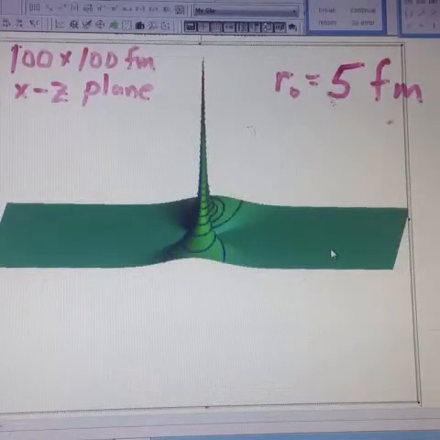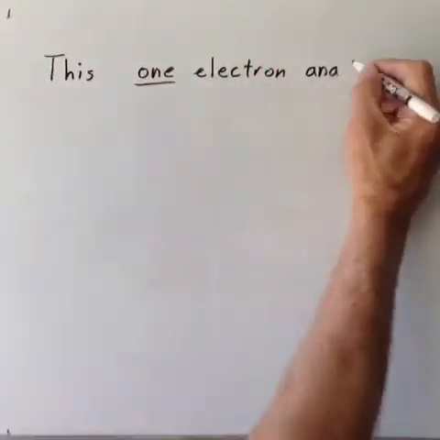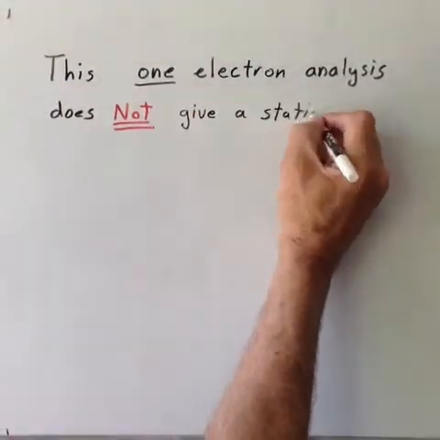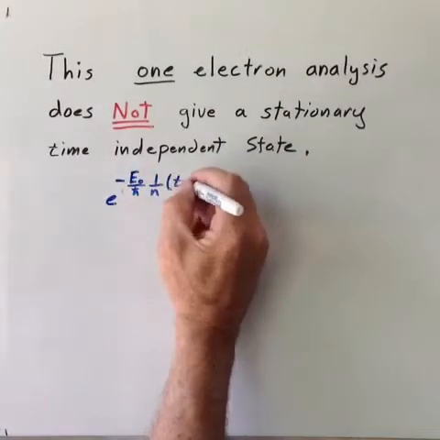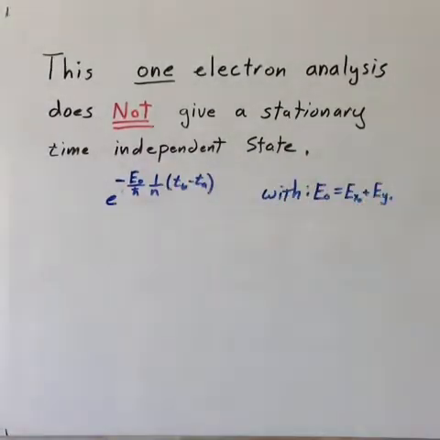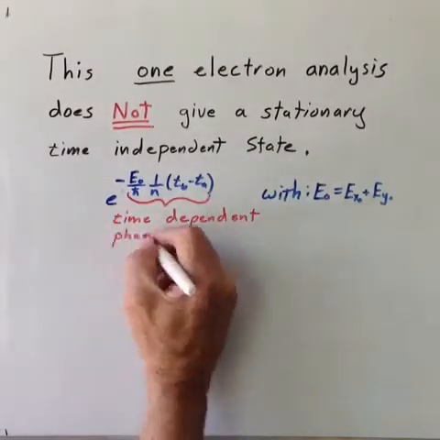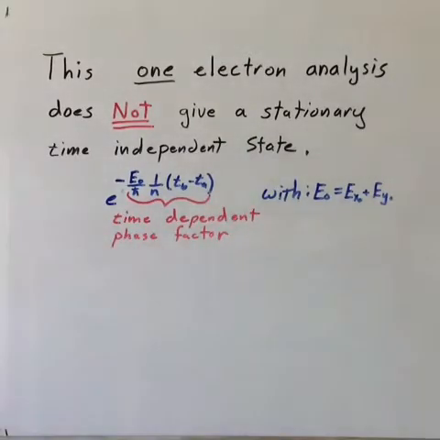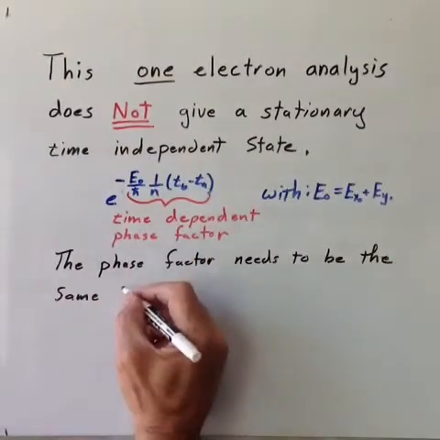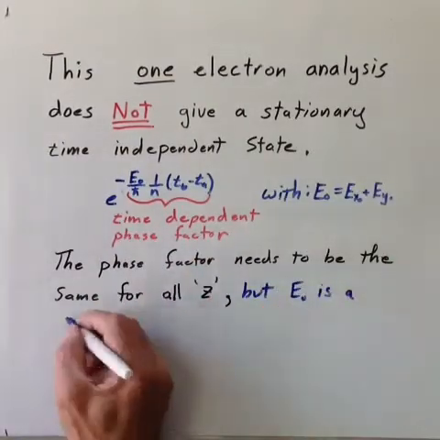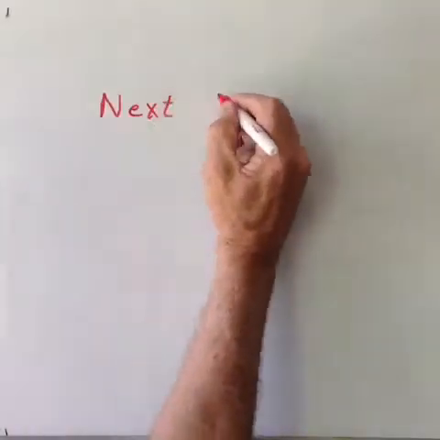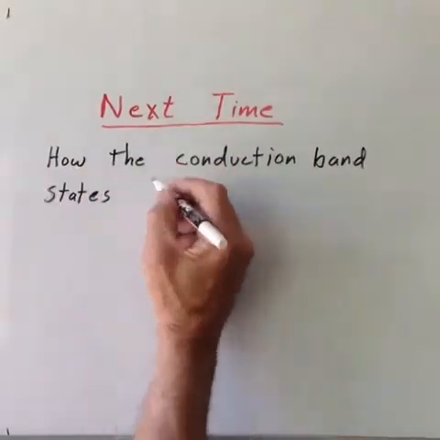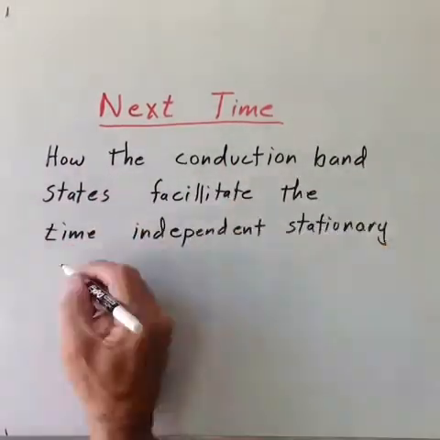We are not finished analyzing the xy wave function since this one-electron analysis does not give a stationary time-independent state. The time-dependent phase factor is a function of time and energy. The time is a constant fixed by the deuteron orbital time, but the xy energy is a continuous function of z. This will give different phase factors for the electron along the z-axis, which will not result in a stationary state. So next time we will show how the conduction band electrons facilitate a stationary state for the x and y wave functions.